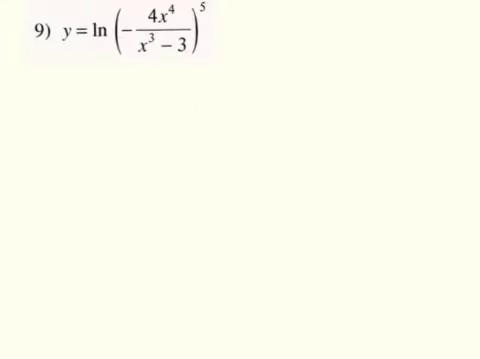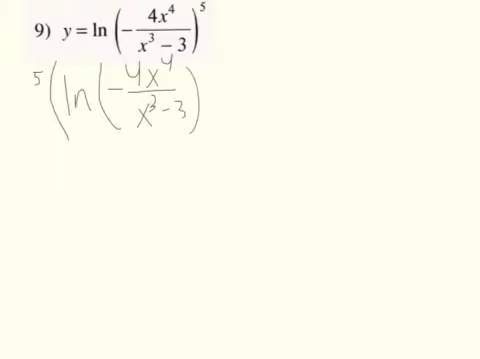Okay, so I'm going to do number 9 because it's really hard. So first thing is you take the derivative of the outside because it's the chain rule. So it'd be 5 times ln of 4x to the 4th minus x cubed minus 3 to the 4th power.